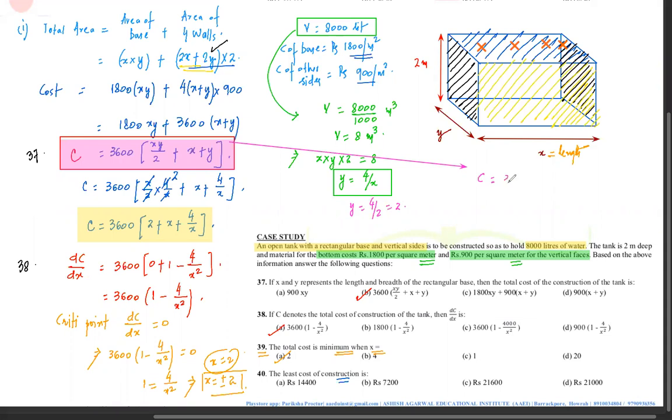So total cost becomes 3600, x is 2, y is 2, divided by 2 plus 2 plus 2. That is 3600 times 2 plus 4 plus 6, this is 6. 21,600 is the total cost. Least cost बोल सकते हैं because minima के लिए आया है. So this is the fourth answer.